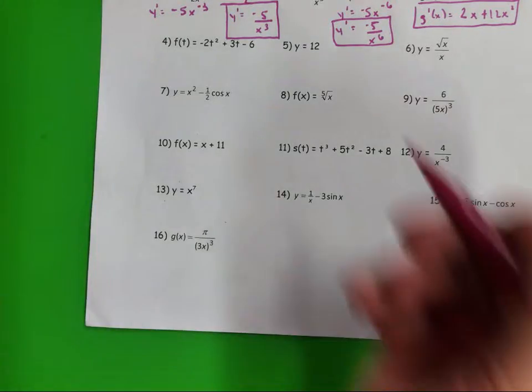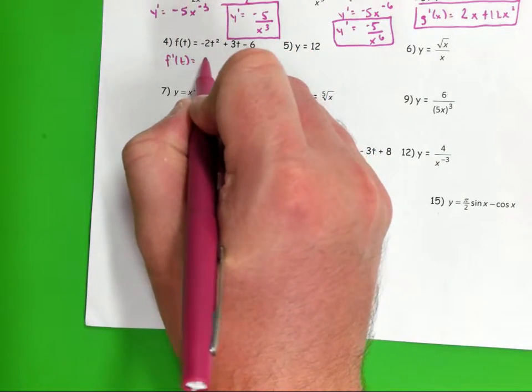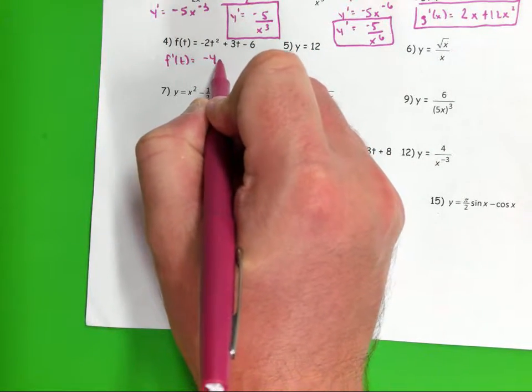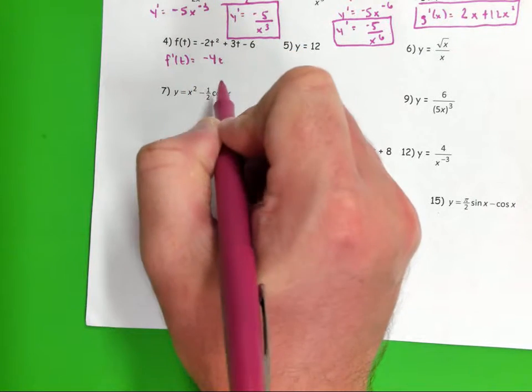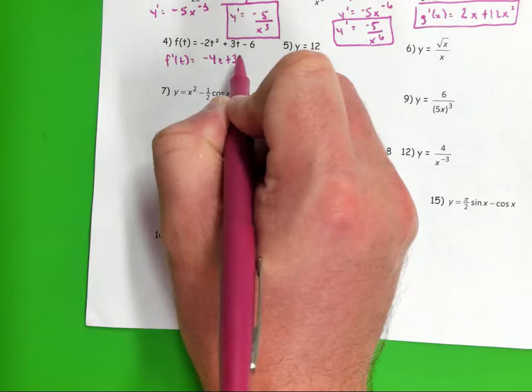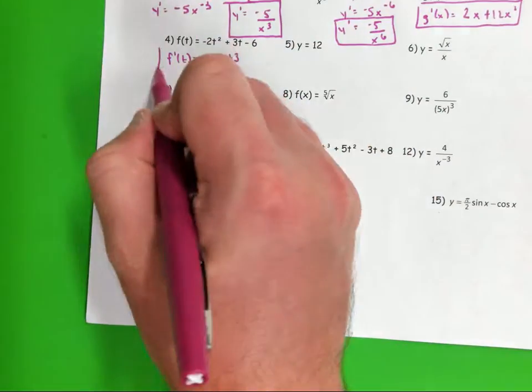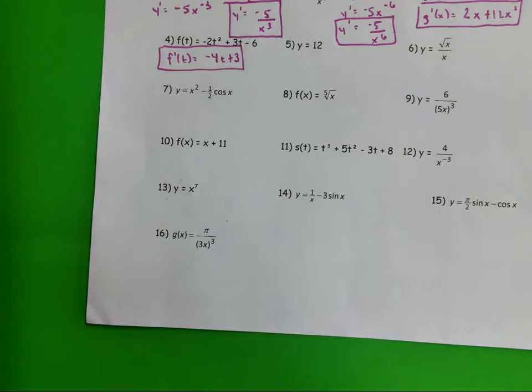Number 4, f prime of t. 2 times negative 2 is negative 4. 2 minus 1 is t. Okay, 1 times 3 is 3. 1 minus 1 is 0, so I don't put a variable, and that's a constant, so I do not worry about that, because the derivative of constants are 0.